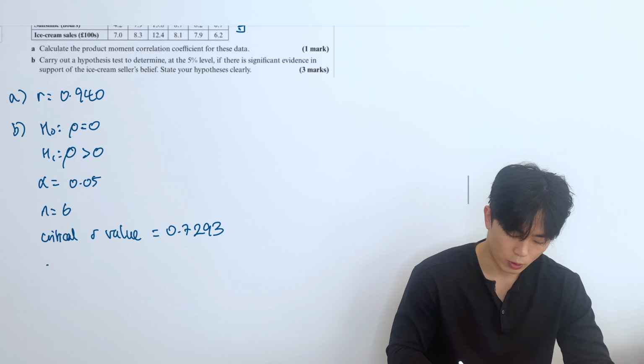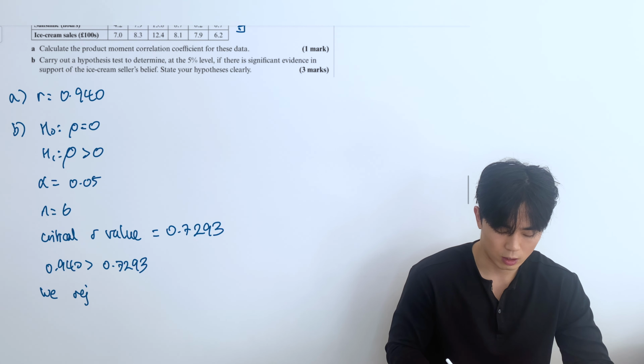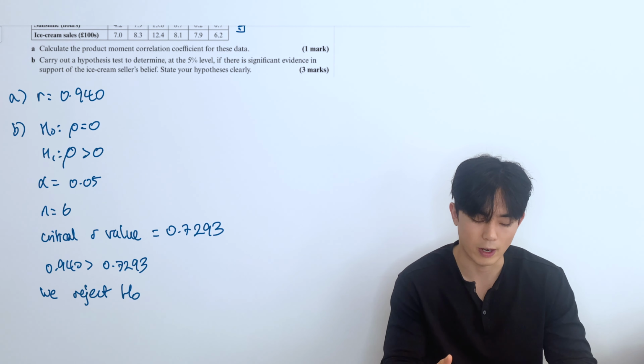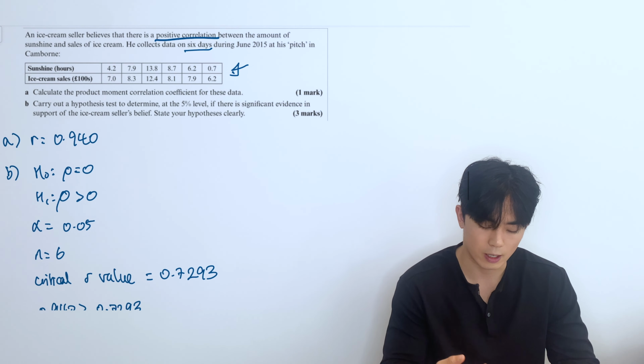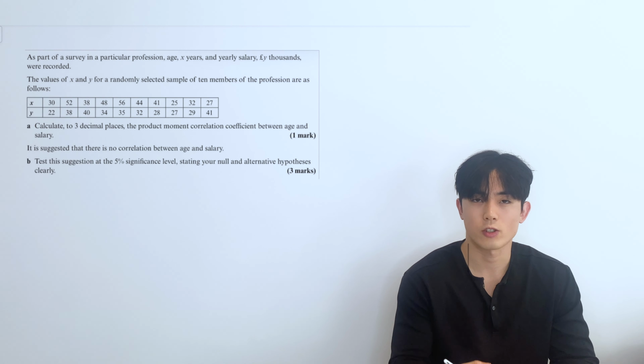Now our value of 0.940 is larger than 0.7293, so therefore we are going to reject H0, meaning that the ice cream seller's theory is correct. It does mean as the amount of sunshine increases, his sales would also increase. And let's just try one final one.